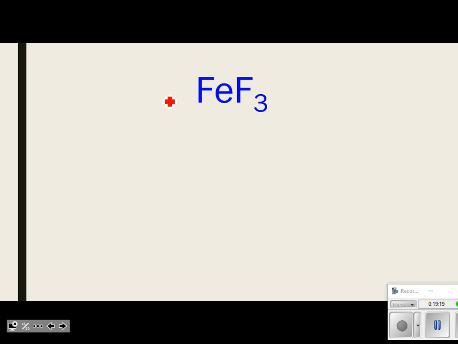Fe F3. Drake, what is my cation? Fe, which is what? Can't hear you. Iron. Good. Is iron, Paige, is iron multivalent? Yes, it is. So what does that tell you? I need a Roman numeral. So I'm just going to put my parentheses in right now to remind myself I need a Roman numeral.